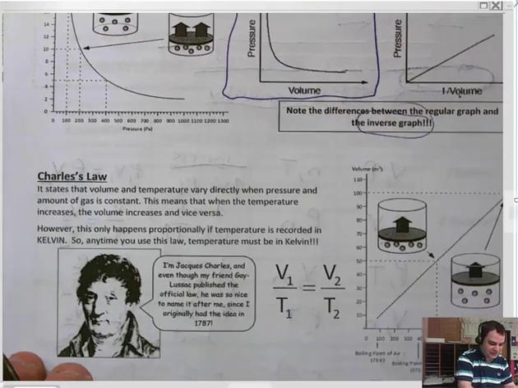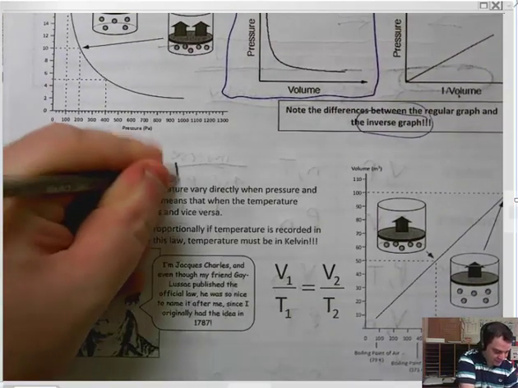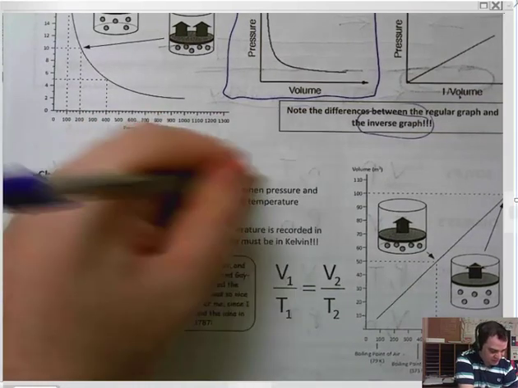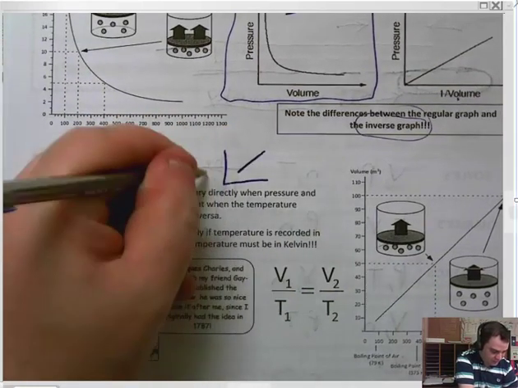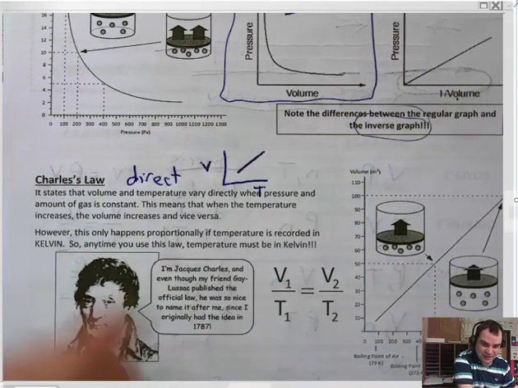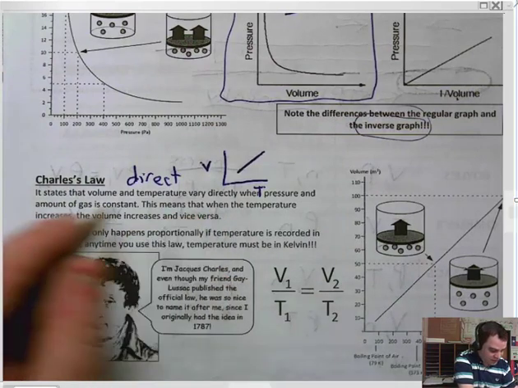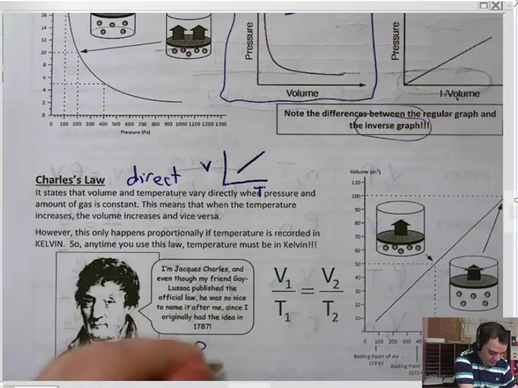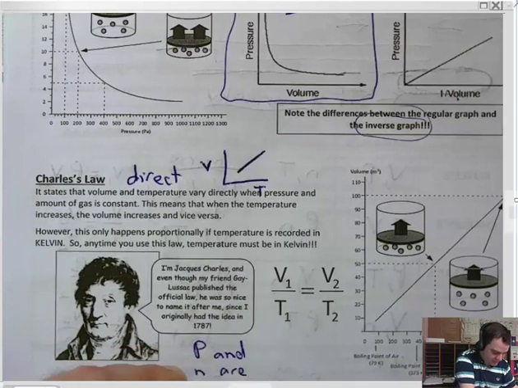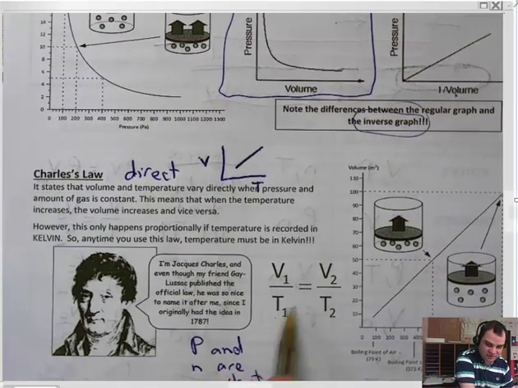Charles's law is next. He was a direct guy, because that means that graph is linear if you look at volume and temperature. He stated that volume and temperature vary directly when pressure and the amount of gas are constant. So P and N are constant here. He came up with the equation V1 over T1 equals V2 over T2.